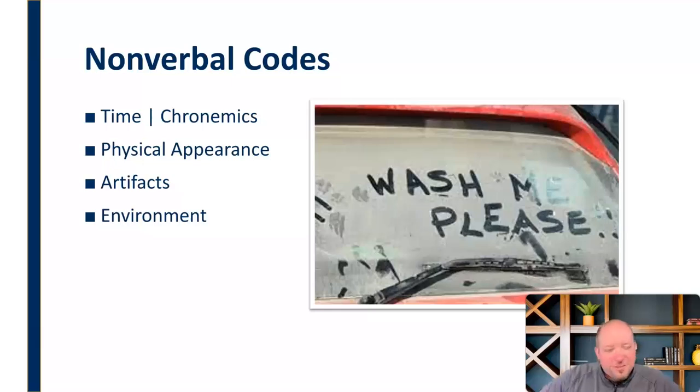If I were to take a ride in your car, what would that tell me about you? Does it need a wash? Would I have to sweep things off the seat in order to be able to sit down? Or is it spick and span? Is it like a museum in there? Right? So our environment is another nonverbal code.